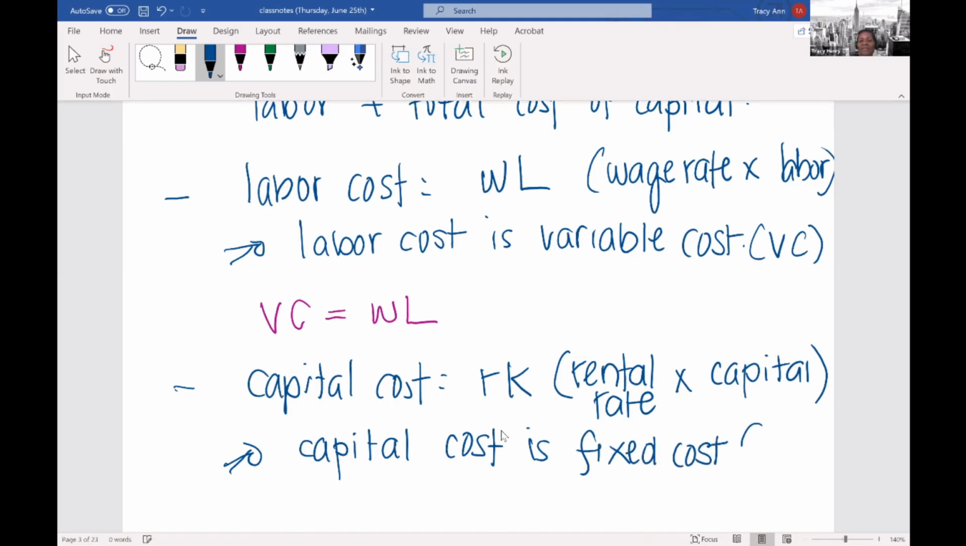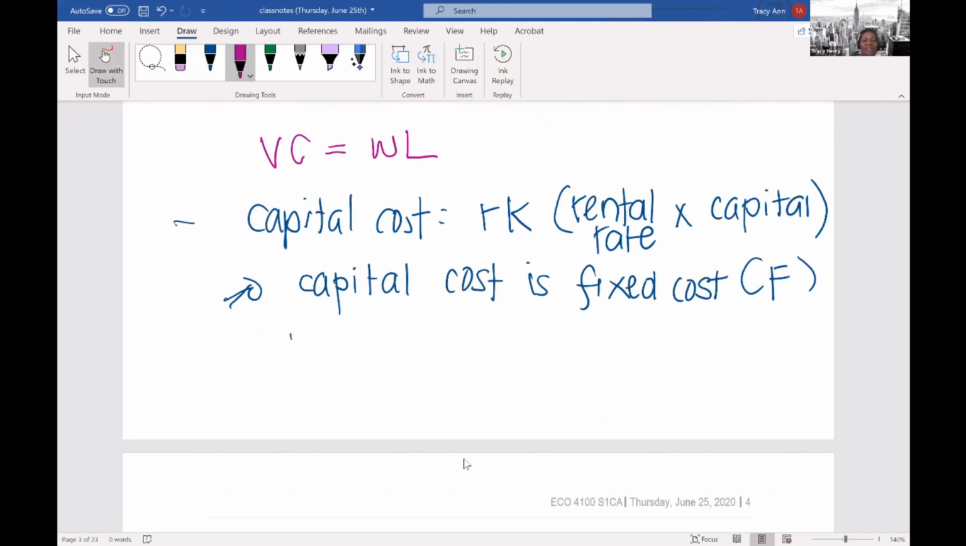Now, some books use FC, some books just use F. It doesn't matter which one you choose, I'm okay with it, but I just want you to realize that we're saying your fixed cost is equal to RK. So what does this look like?